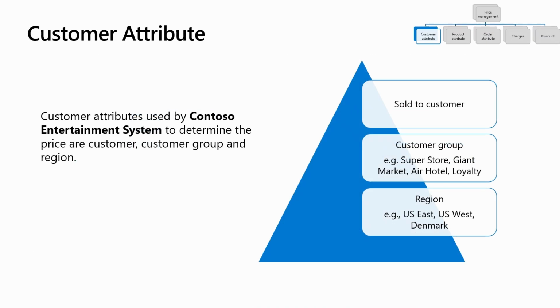Contoso has decided to build their customer price hierarchy based on region of the customer, which is US East, US West, or Denmark; customer group, that could be superstore, giant market, air hotel, and loyalty customers; and finally, sold-to, the customer that is eventually being sold products. This structure will help Contoso Entertainment System to define prices, margins, discounts, charges, and rebates.